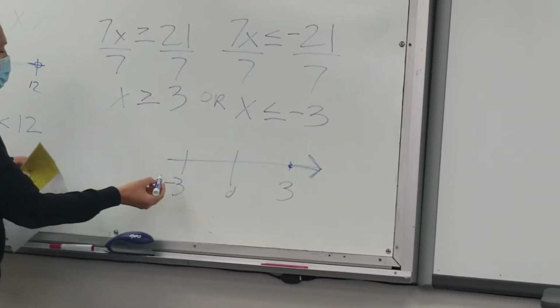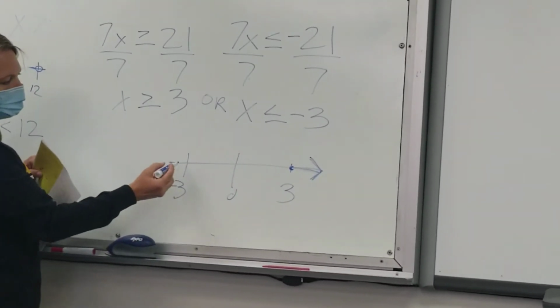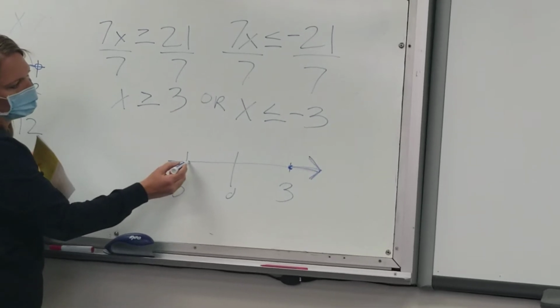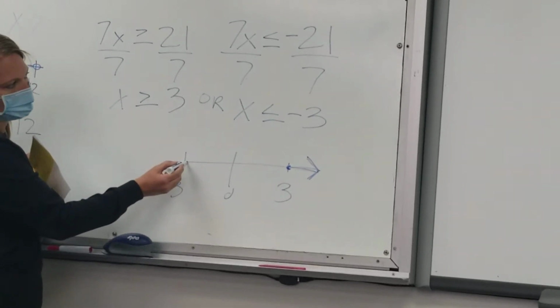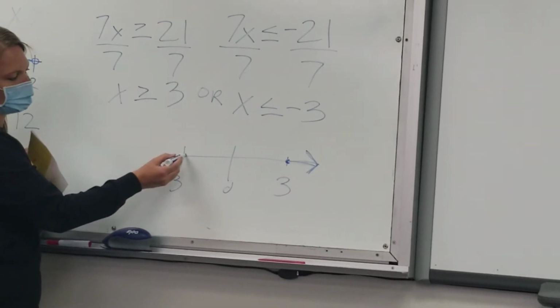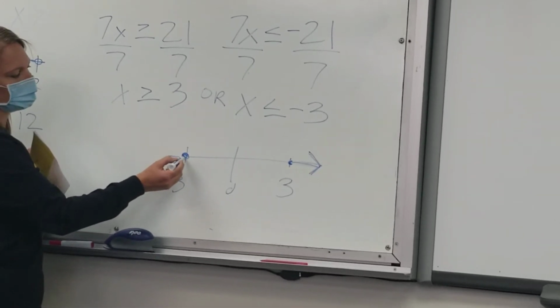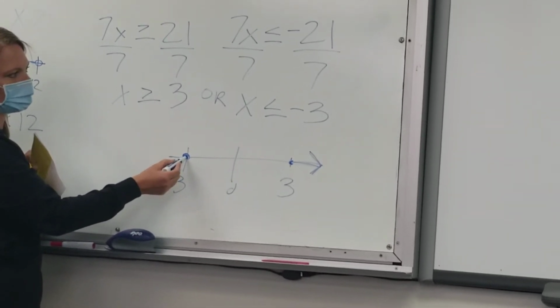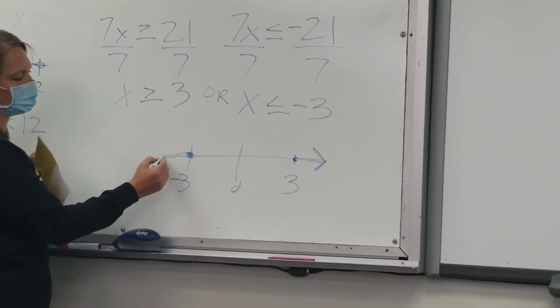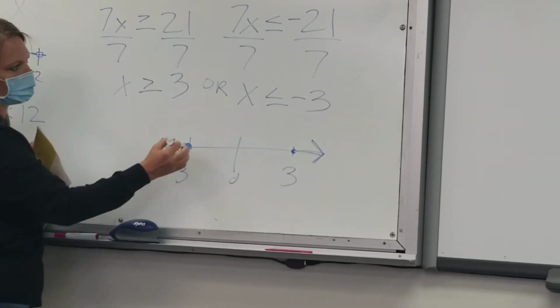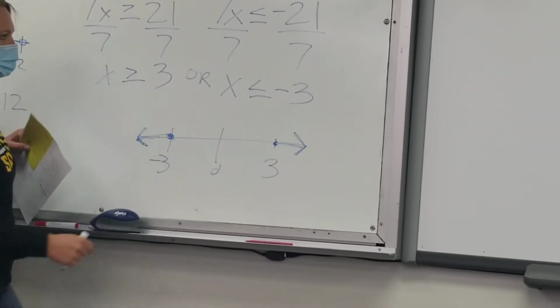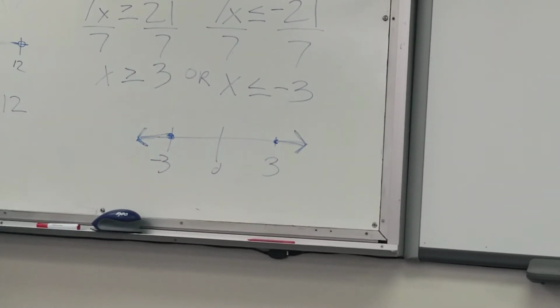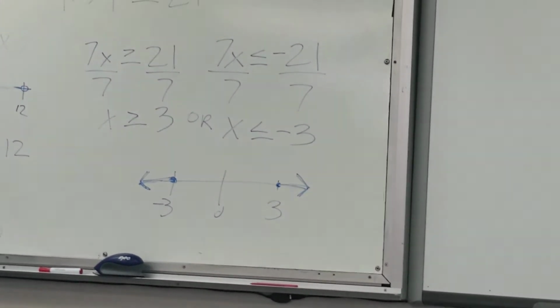Kelly, what am I going to do over here? What's my circle going to be? Open or closed? Closed. Closed circle because it's equal to. And which way is my graph going to go? Left. Yes, left, because it's less than or equal to. Okay? Is it making sense?